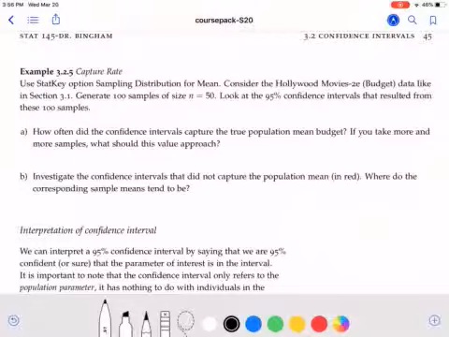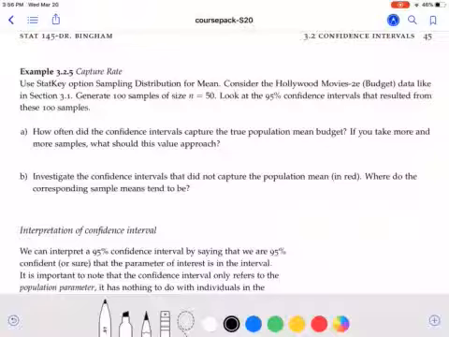in StatKey. We're going to generate 100 different samples of size 50. For every sample of size 50, we could get the sample mean, and that sample mean can then be used to construct a confidence interval. And what we're looking at then is, out of those 100 different confidence intervals, how many of them actually capture the original population mean we're hoping to capture.